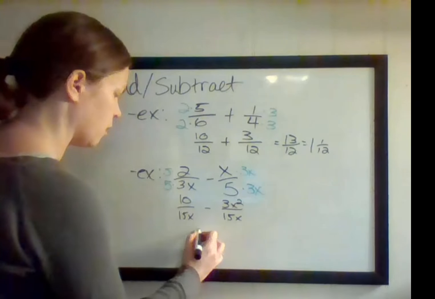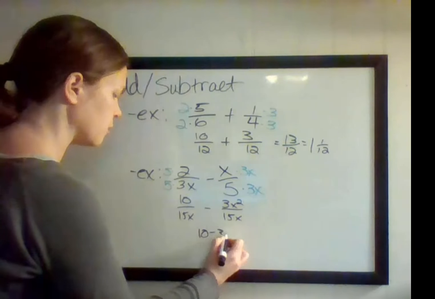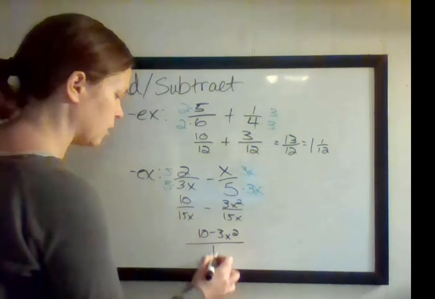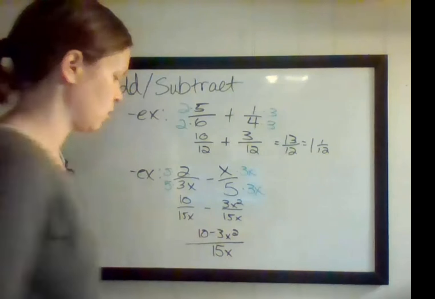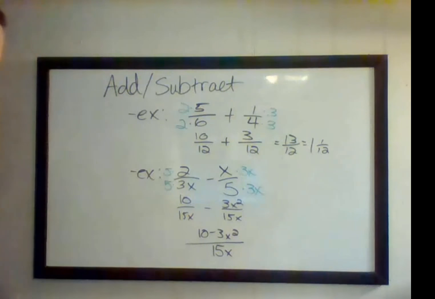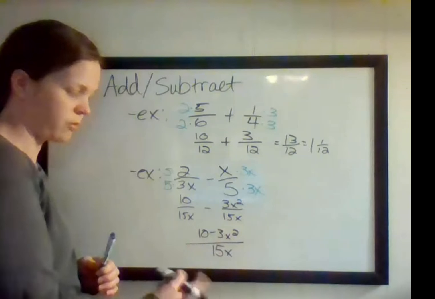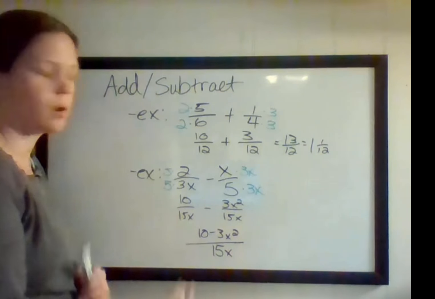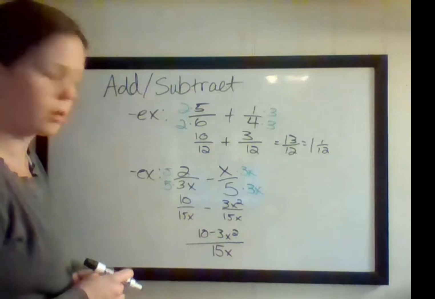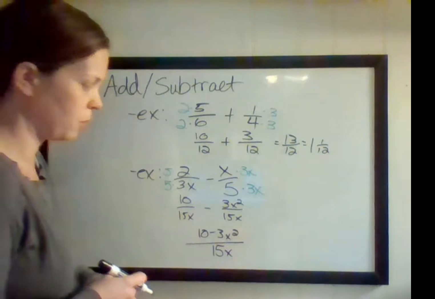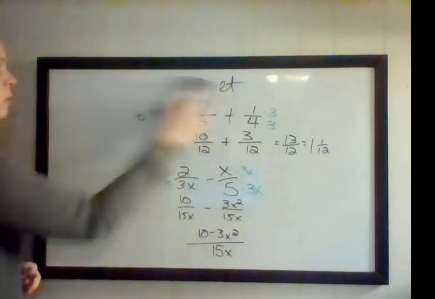So when I combine these, I have 10 minus 3x squared, can't really combine in this case, all over 15x, and that's all I can do. If I could, I would try to do some factoring, do reducing if we can, but in this one, it looks like there's not going to be anything we can do to reduce it down anymore.